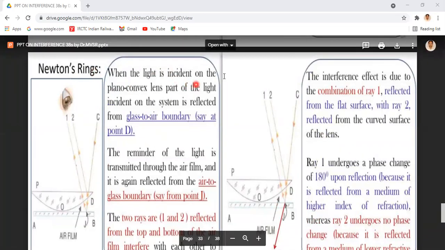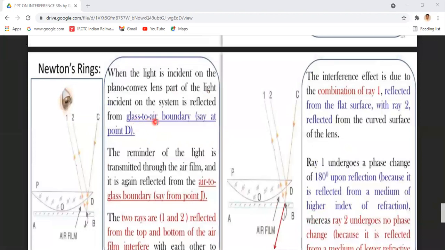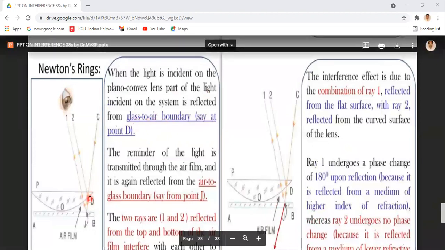When light is incident on the plano convex lens, part of the light incident on the system is reflected from the glass to air boundary, say at point D here. CD is the incident light, because we already know this arrangement. The first one is the plano convex lens. The second one, AB, is a circular glass plate. Both are arranged in such a way that they are in contact at a point O. The point of contact of these two is O. Around this point of contact, there is a circular film.